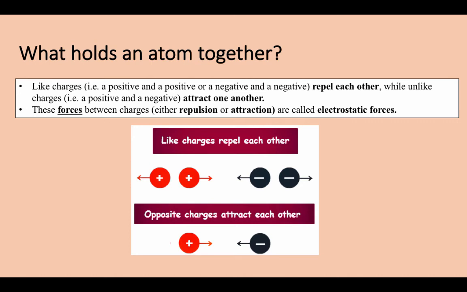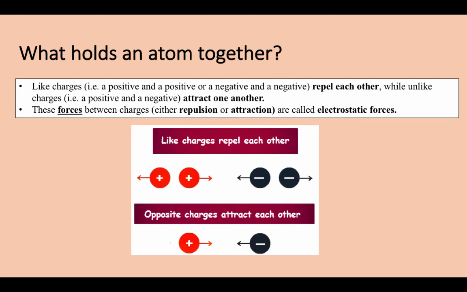Okay, so now that we know what's in the atom and where these subatomic particles exist within the atom, let's talk about what holds those atoms together. So we first have to talk about what's called an electrostatic force. An electrostatic force says that if you have like charges, a positive and a positive, or a negative and a negative, they're going to repel each other. The opposite of that is if you have 2 charges that are opposites of each other, like a positive and a negative, they're actually attracted to each other.